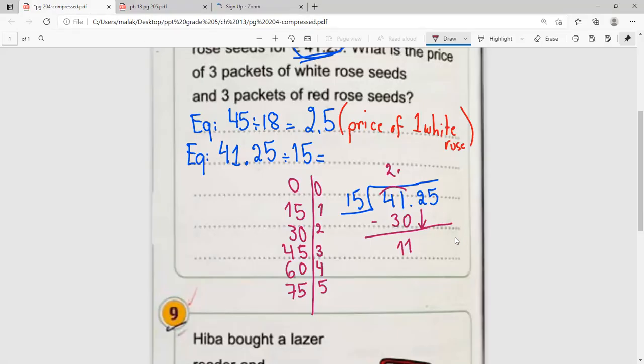112. So we have to continue more. 75, then plus 15, 90, plus 15, 105, then 120. Stop. Which number is very close to 112?